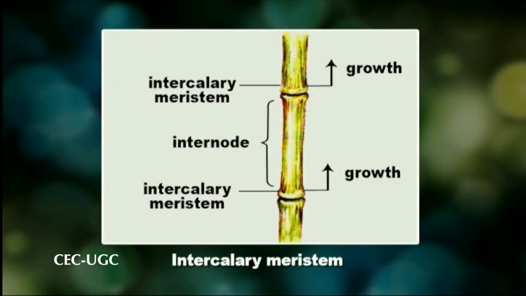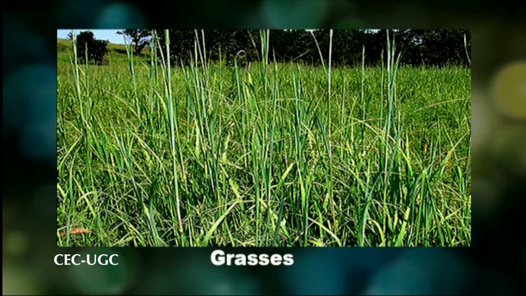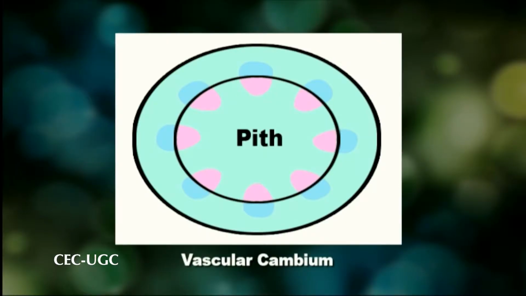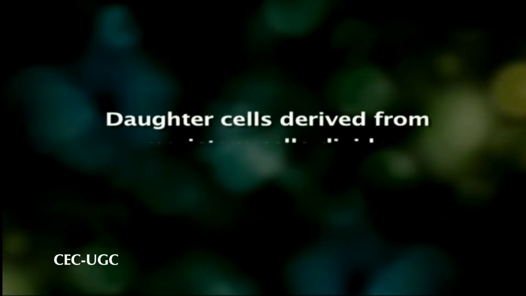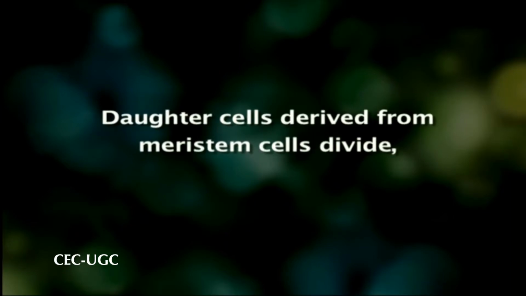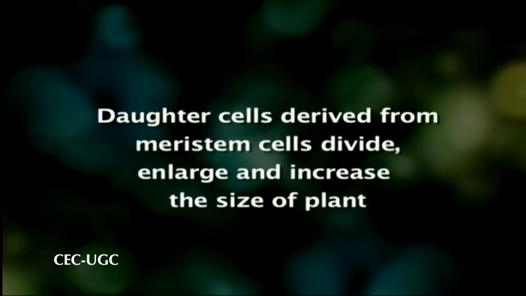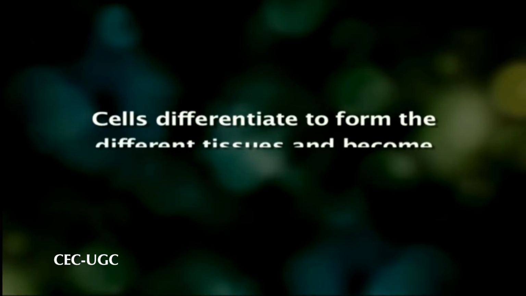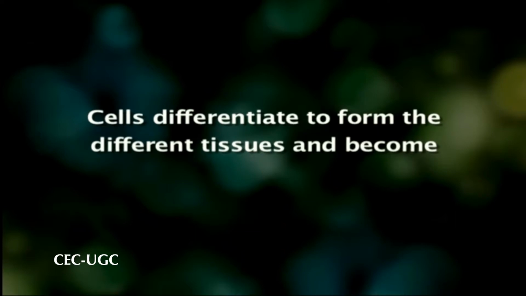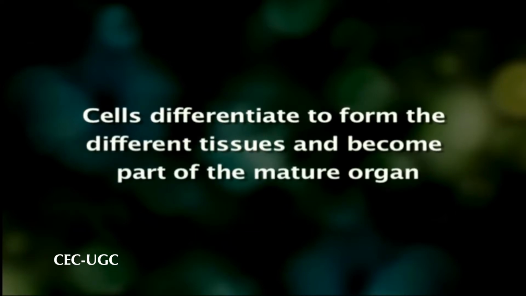Some plants have intercalary meristems. Grasses, for instance, have such meristems at the bases of internodes. The vascular cambium is another kind of meristem which by its activity causes increase in the girth. The daughter cells derived from cell division in meristems enlarge and bring about visible changes in the size of the plant. The expanding cells differentiate to form the different tissues and become part of the mature organ.